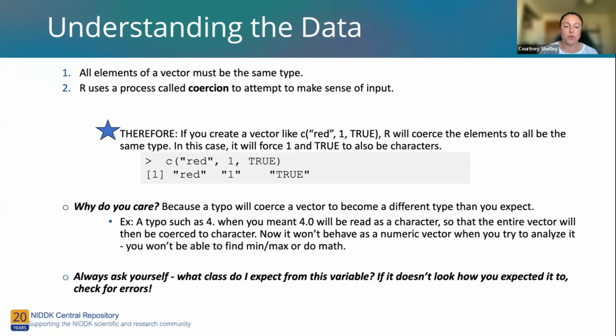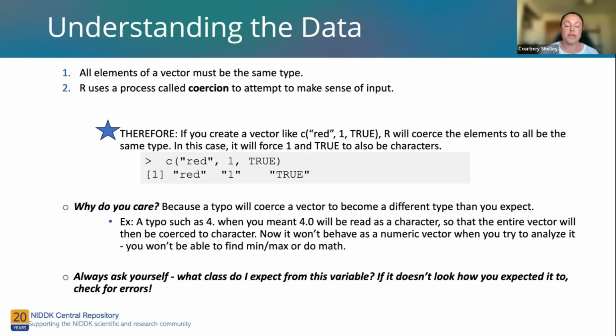So in this case, it will force the 1 and the TRUE to also be characters. So why does that matter? Well, it matters because a typo will coerce a vector to become a different type than you expected. A typo such as 4 point, when you meant to put in 4.0, is going to read in as a character because it's expecting something after that decimal. So now the entire vector will be coerced to a character, and it won't behave as a numeric vector when you try to analyze it. You won't be able to find the minimum, the maximum. You won't be able to do math on it.